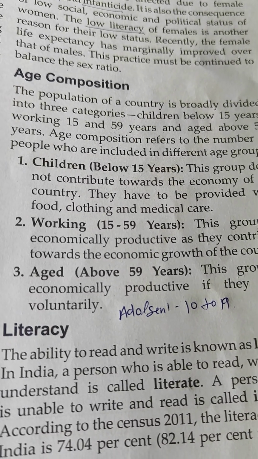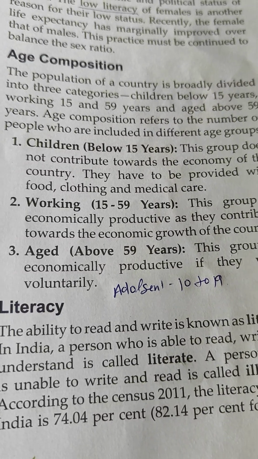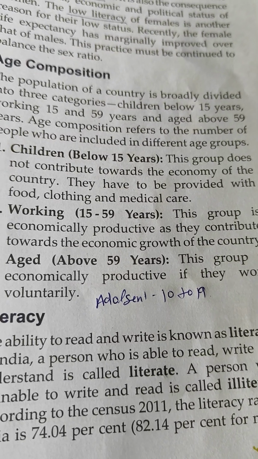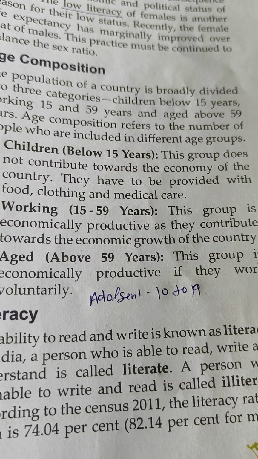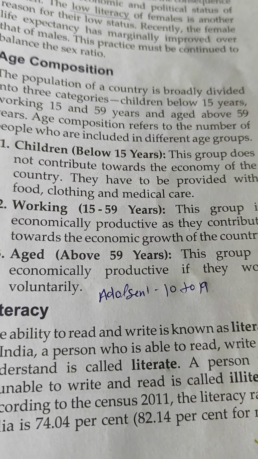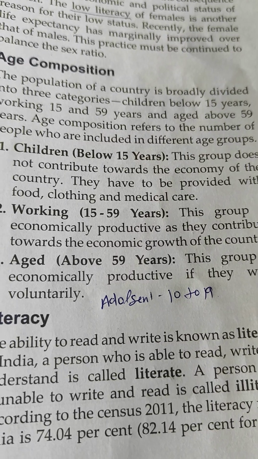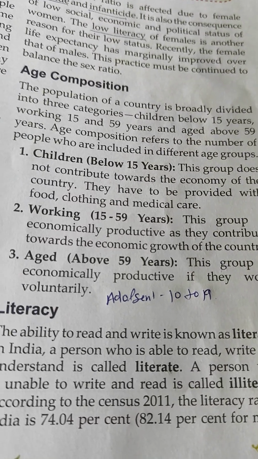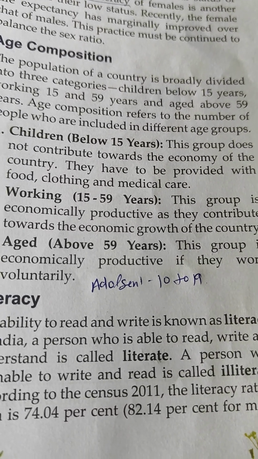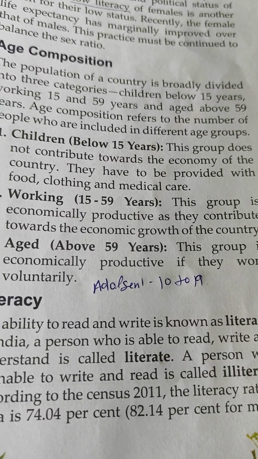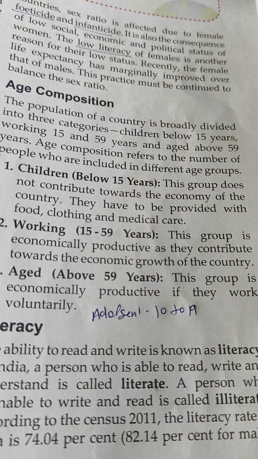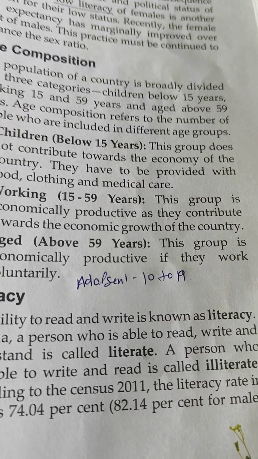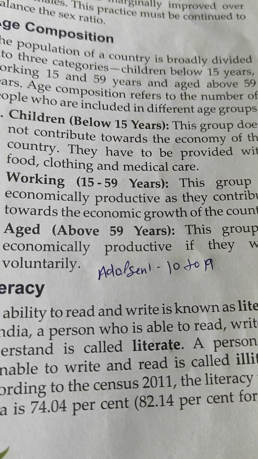According to age, we divide into three groups. The children below 15 years are called the dependent population, because they depend for their necessities on their parents, for food, clothing, medical care. The working group is 15 to 59, who play a productive role in the economic growth of the country. And those above 59 are economically productive, but they work voluntarily, and they are also dependent for their needs on the children and society.